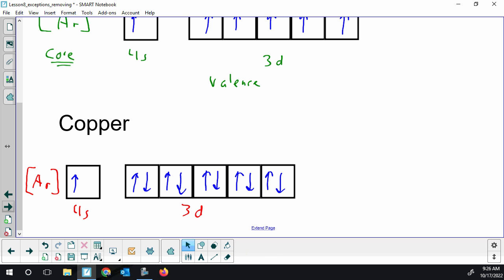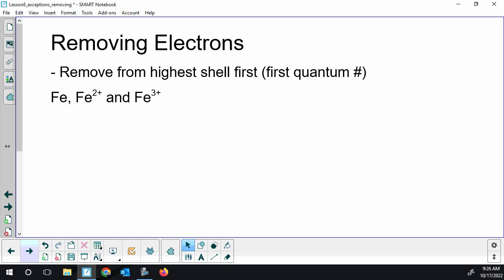Last thing for the unit in the day is removing electrons. It's our last topic. It probably has the simplest rule. We're going to remove from the highest shell first, and that's our first quantum number.